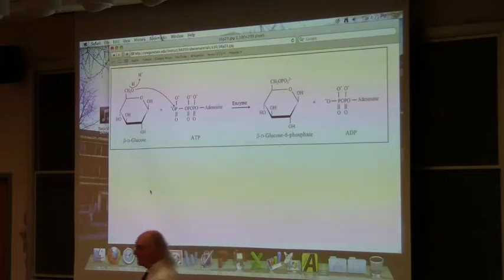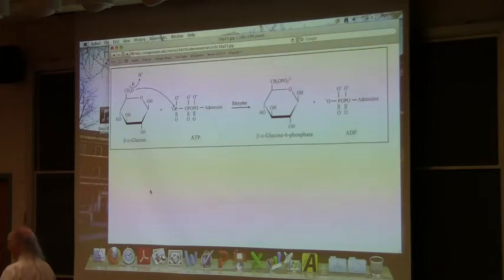Sugars can be phosphorylated. We'll see how that happens in the lecture on glycolysis, meaning that they can gain a phosphate. And when they gain a phosphate, they actually gain some fairly different properties.